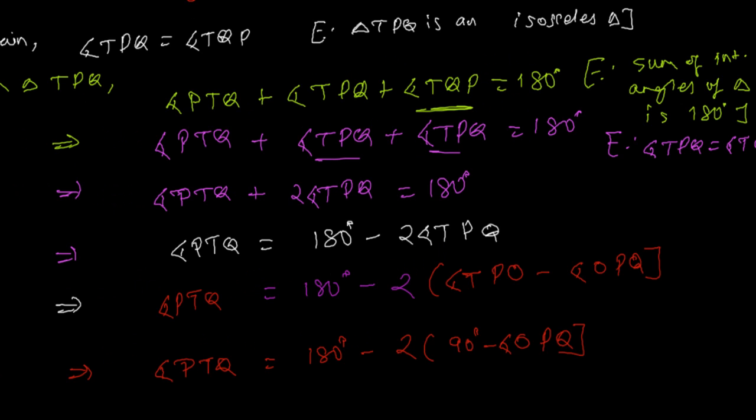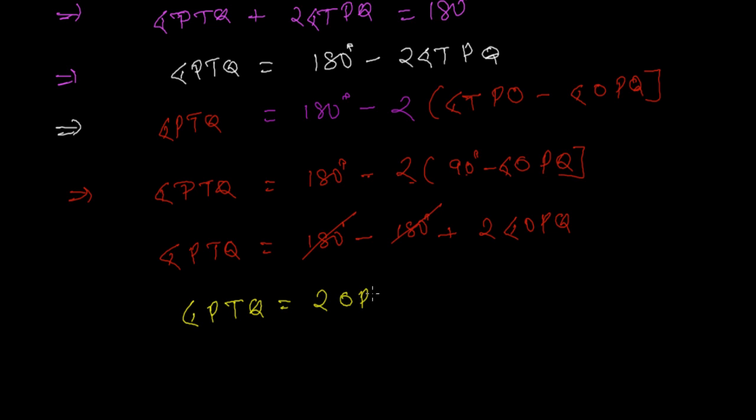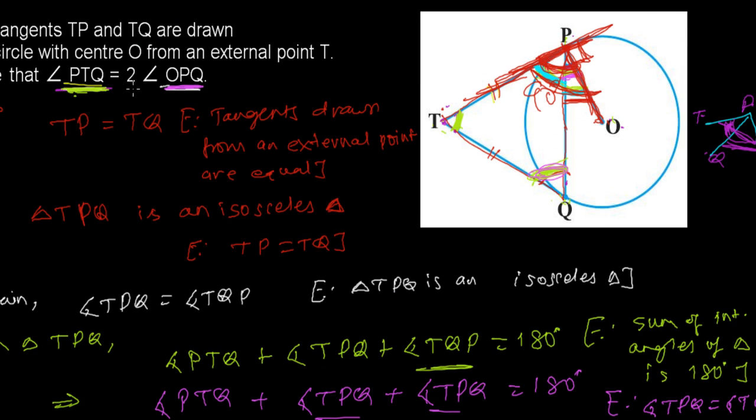Okay, and we are now very close. Angle PTQ equals 180 degree minus 2 times 90 degree, that is 180 degree, minus times minus is plus, 2 angle OPQ. This 180 cancels out, and angle PTQ equals twice of OPQ, and this is what you needed to prove. PTQ equals twice of OPQ. Here it is. Very simple.